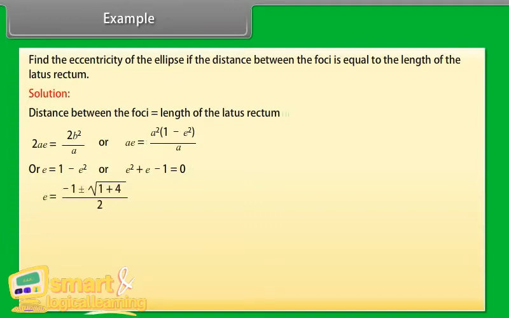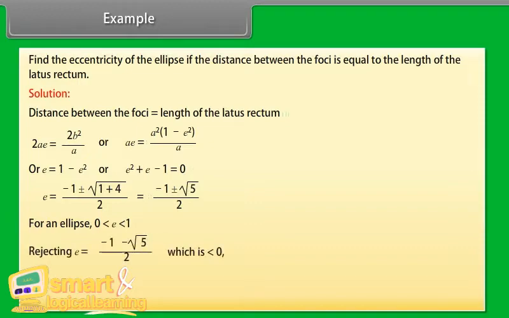e is equal to minus 1 plus or minus under root 1 plus 4 upon 2, which is equal to minus 1 plus or minus under root 5 upon 2. For an ellipse, 0 is less than e is less than 1. Rejecting e is equal to minus 1 minus under root 5 upon 2, which is less than 0, we have e is equal to under root 5 minus 1 upon 2.